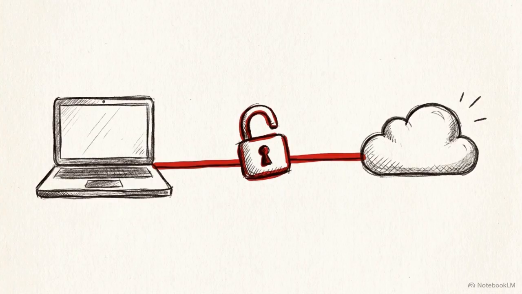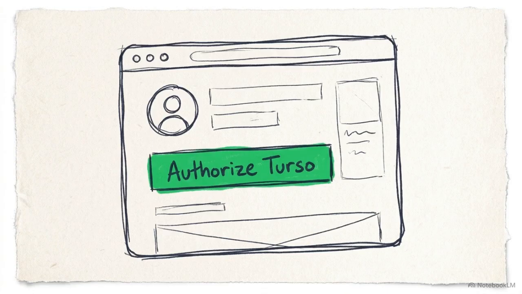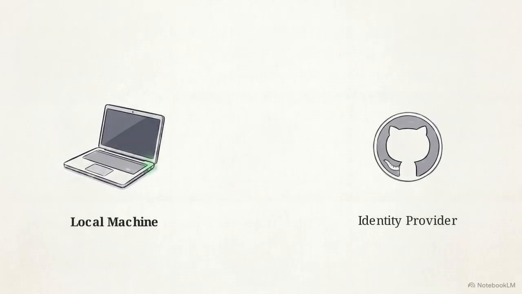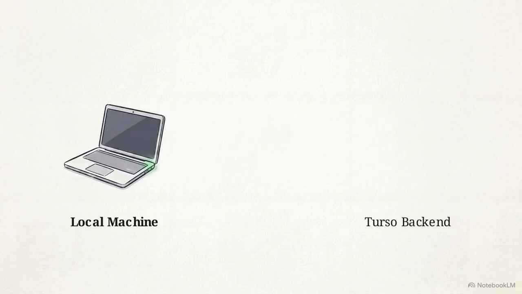Before provisioning any infrastructure, we have to establish a secure session with the Turso Cloud backend. Type turso auth login to initiate a delegated OAuth 2.0 flow. Executing this command automatically opens your default web browser. You will be prompted to authorize the application using your GitHub credentials. Once the handshake completes, the Turso backend issues a cryptographic access token directly to your local machine.